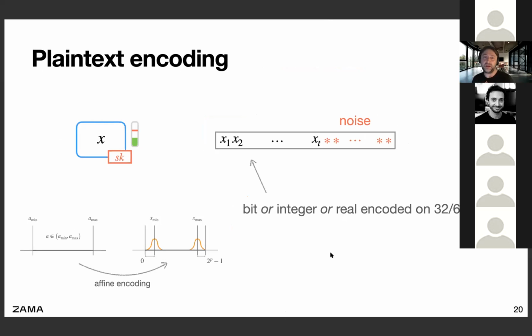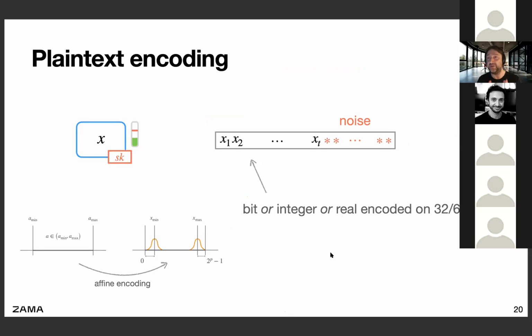So the experience that you have as a developer is that if you're given an LWE ciphertext, this blue ciphertext containing your value X, encrypted under a certain secret key and with a certain level of noise, you can look at it as just a 32-bit or a 64-bit integer, right?